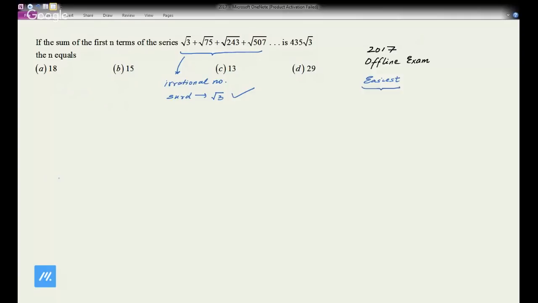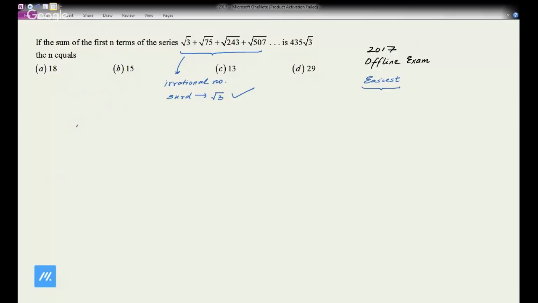So please do not write anything of which you cannot vouch for. At MathonGo, we do something which we can vouch for, right? So if you are not sure that this was a 2017 paper, download the 2017 paper from the JEE Mains website and you'll get this question.